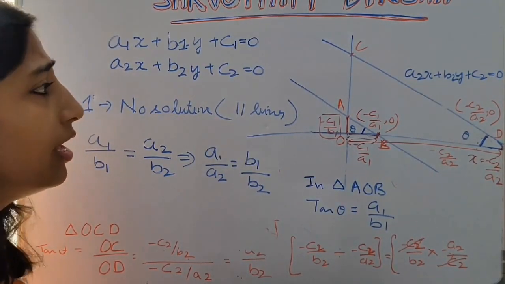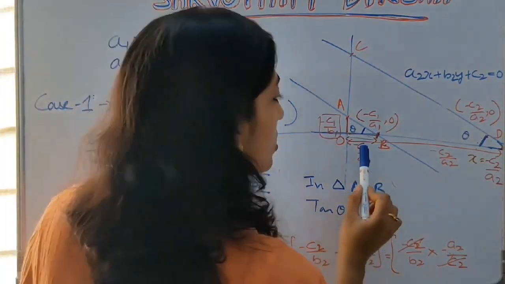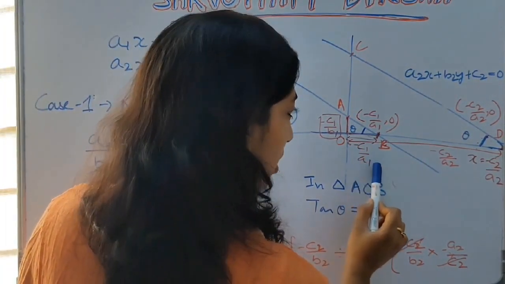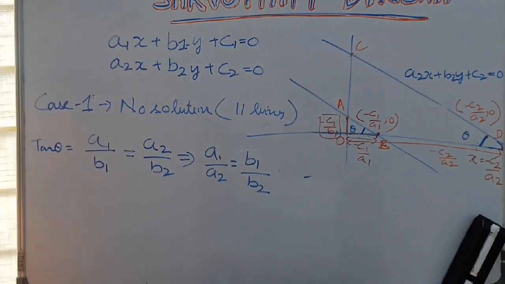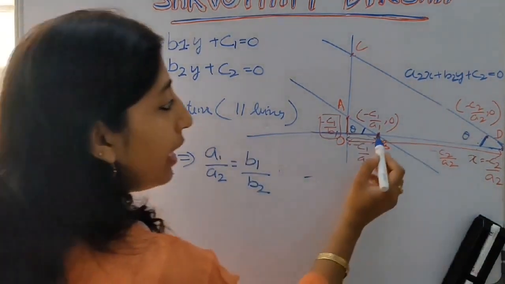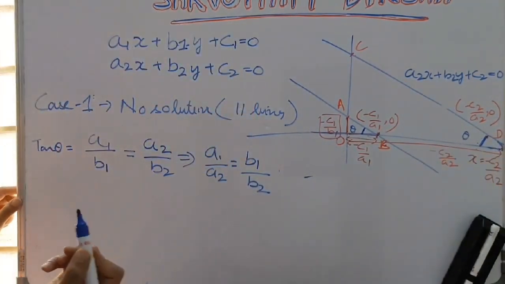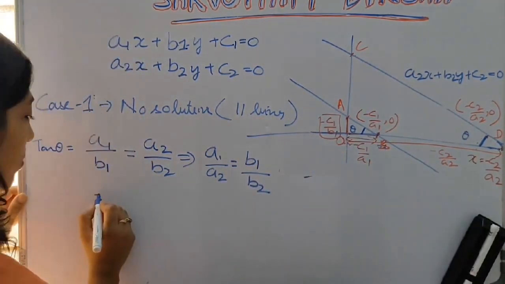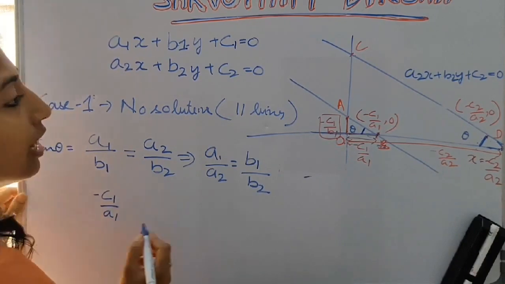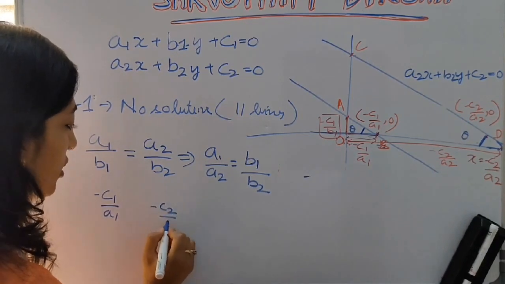Now tell me one thing. Since they are parallel lines, right? So C1 by A1, this coordinate and this coordinate has to be different. Now, since the two lines are parallel to each other, my B and D will never ever coincide. But what is OB? The length OB is nothing but C1 by A1. And what is length OD? It is nothing but C2 by A2.